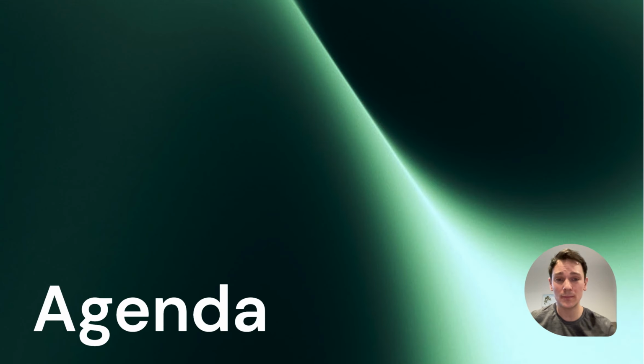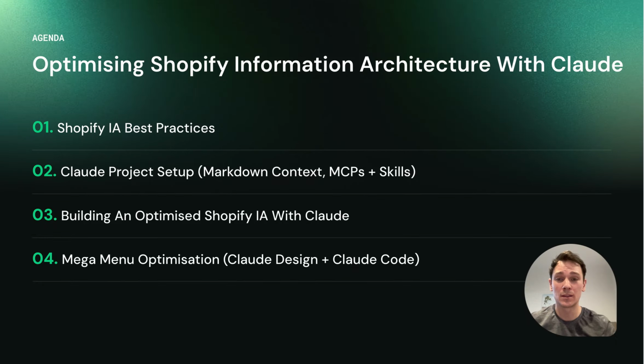So first, a little bit of an agenda. Optimizing Shopify architecture with Claude, we're going to start with best practices for Shopify IA. Then we're going to move into my particular Claude project setup. I establish markdown files for context. I'll talk about my MCP stack for SEO, and we'll get into some skills building as well. Then we'll go into how we use Claude to optimize your Shopify IA once we have the correct project setup. And then finally, we'll go into a mega menu optimization with Claude Design and Claude Code.